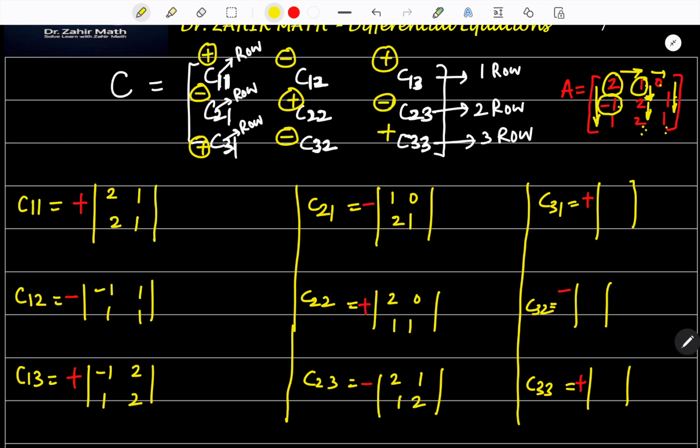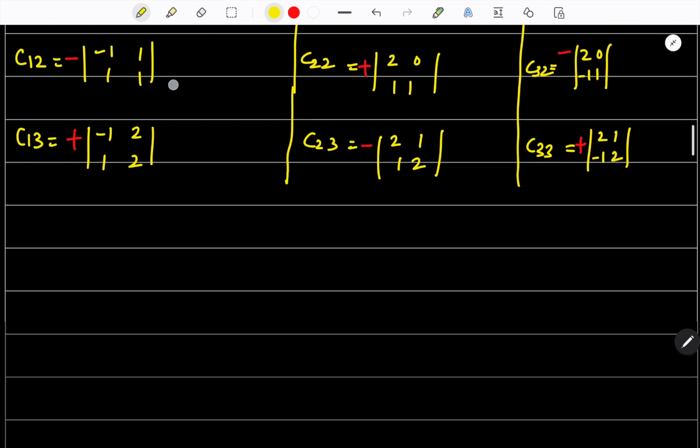2, 1, 1, 2. Okay. Now we are coming here, close this row and close this column, first column. So you will get 1, 0 and 2, 1. Similarly, the next one I will get 2, 0, minus 1, 1. Similarly, I'll get 2, 1 and minus 1, 2.